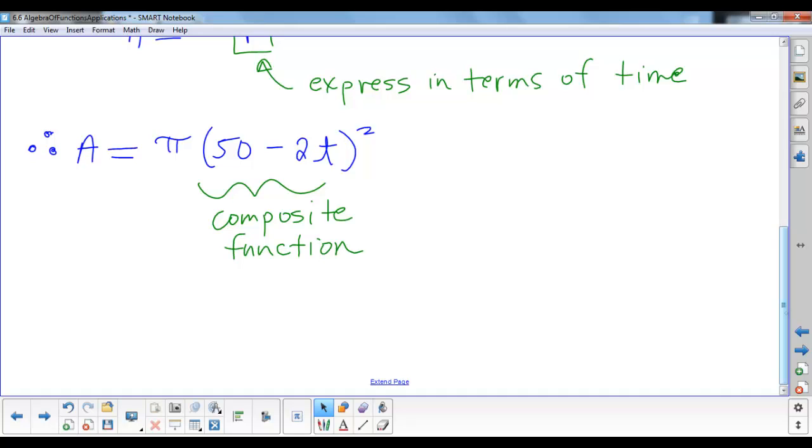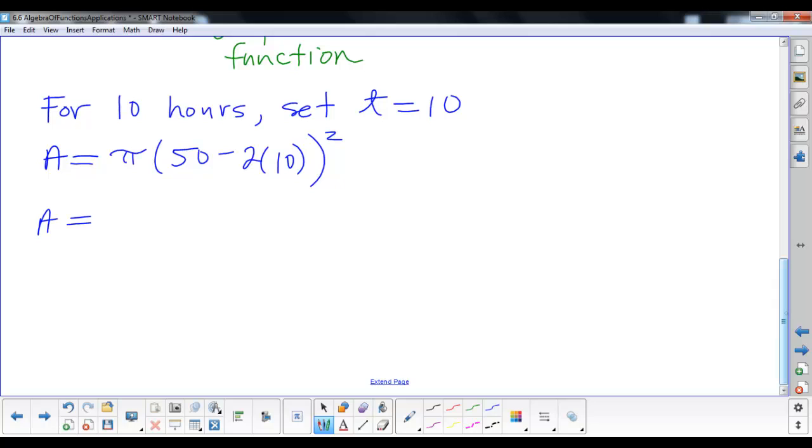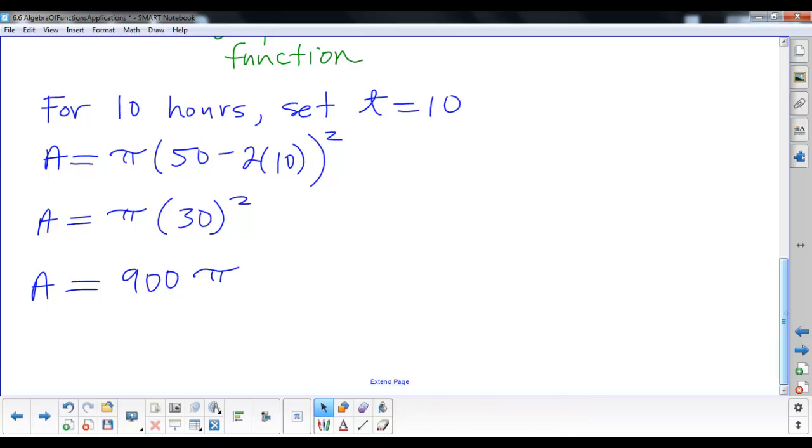Now it wants us to figure out what the area is after 10 hours. So picture A equaling pi times 50 minus 2 times 10, all of that squared. The inside is 50 minus 20, so that's going to be 30. I'd have to square 30. So if I wanted to express the area exactly, that would be 900 times pi. That would be an exact solution.